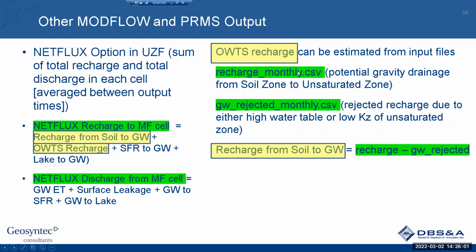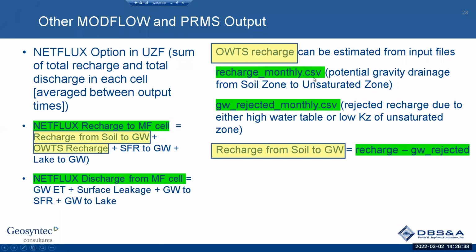These are 2 files, the recharge monthly.csv and groundwater rejected monthly.csv. These are 2 files that are created by PREMS, and we listed these 2 files in the control file of PREMS. So we asked the model to print these 2 budget components on a monthly basis. And PREMS prints the volumes over a certain period of time. So that's what we are after.